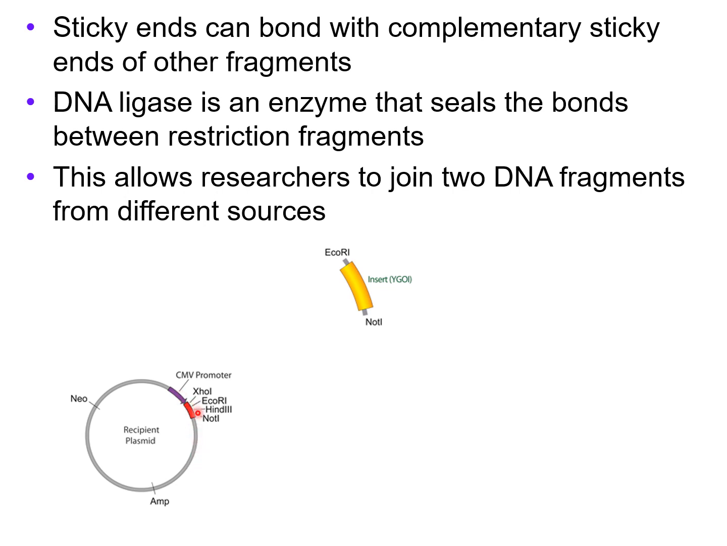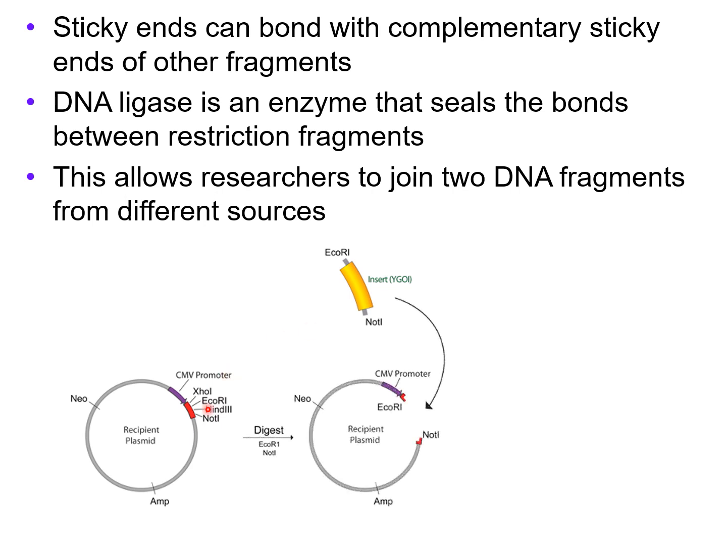So, and then we have this area here where we can insert. We have several sites: SalI, EcoR1, HindIII, and NotI. Those are all different restriction enzymes. So you can pick one of these restrictions, or you can pick a couple of them if you want, and you will cut the DNA right there, and then you can insert that piece of DNA into that spot.